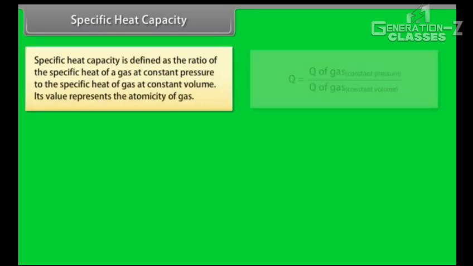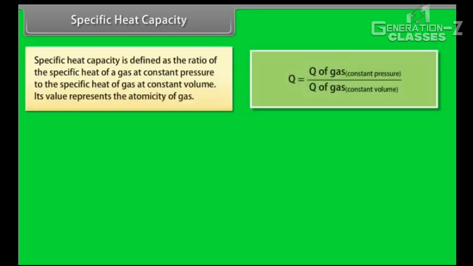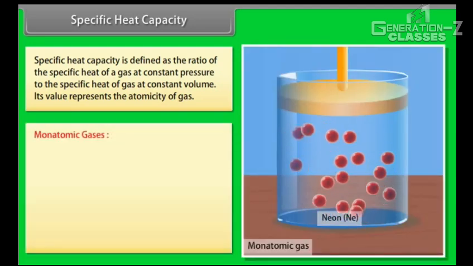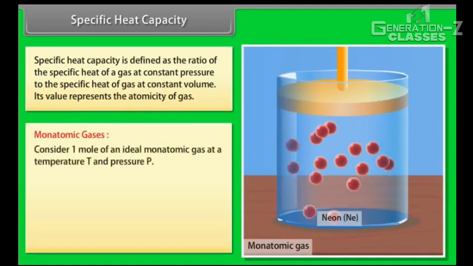Specific heat capacity. Specific heat capacity is defined as the ratio of the specific heat of a gas at constant pressure to the specific heat of a gas at constant volume. Its value represents the atomicity of gas. Monoatomic gases. Consider 1 mole of an ideal monoatomic gas at a temperature T and pressure P.